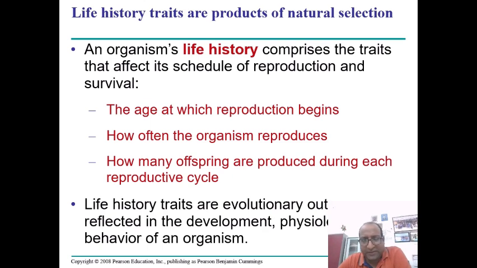So life history characters and traits are evolutionary outputs, reflected in the development, physiology, and behavior of the organism. It all depends on how the animal has evolved over the years, and all these are adaptations to its life: when it will start reproducing, how much it will reproduce, and how many young ones it will give birth to.